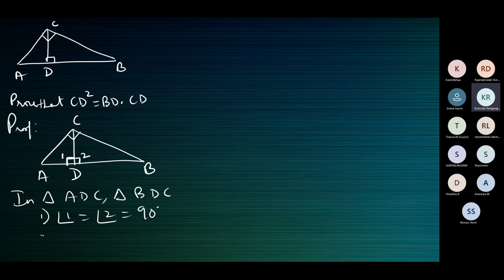Yeah, then what's the next one? Angle C, common. C is not an angle of any of the two triangles. You know what part of C is in ADC? In ADC, we have only this one. And in BDC, you have this much. But these two put together only is C. C is not the common angle.